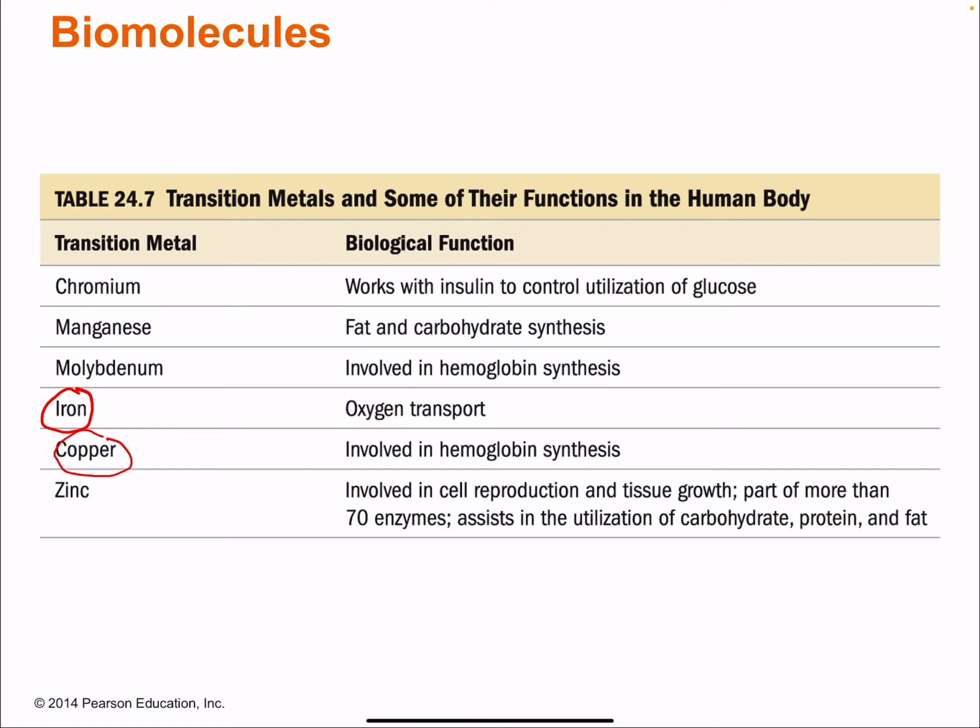And zinc is a very important metal. It participates in the function of more than 70 enzymes. And so you definitely do not want to be zinc deficient. These enzymes carry a lot of biological functions.